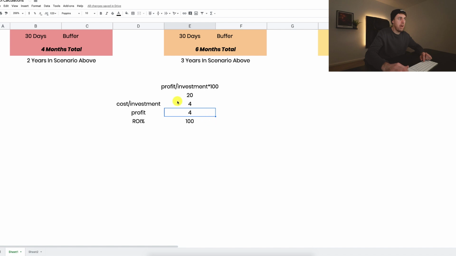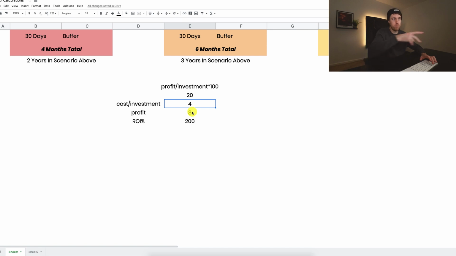Whereas if we change our profit, with the cost investment still £4, and somehow we managed to get it up to £6, it's 150% ROI. £8, 200% ROI. Okay, so you see there is profit divided by investment times 100 gives you your ROI percentage.